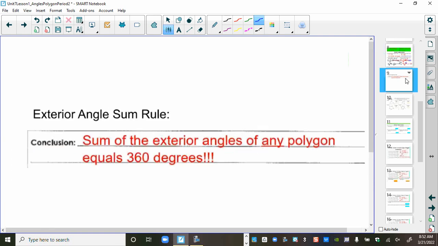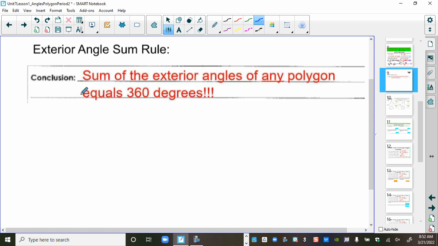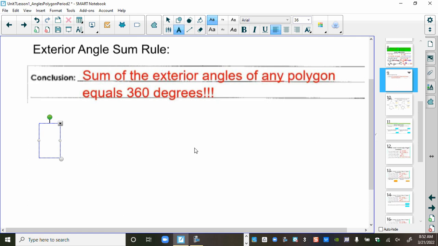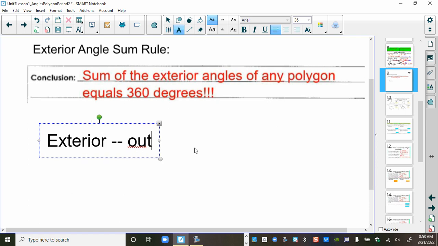All right, next slide is just a general rule. No matter what type of polygon you have, the sum of the exterior angles. Exterior, is that inside or outside? We're talking about the exterior, like an exterior of the house. Are we talking about inside or outside the house? Outside.